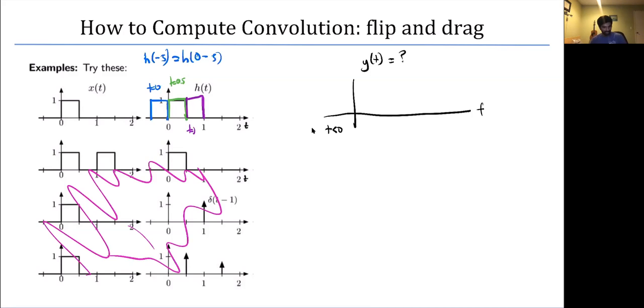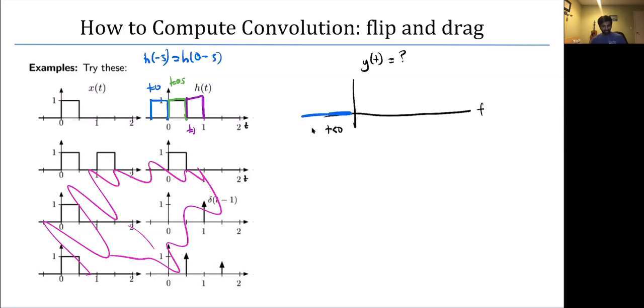All right. So let's try to understand when t is less than 0, what is y of t equal? Well, when t equals 0 or less, that means that my signal doesn't actually overlap with x of t, right? That's this blue box here. The blue box and anything to the left of the blue box does not overlap with x of t, so it's simply zero. So I can simply say that everything here is going to be zero.